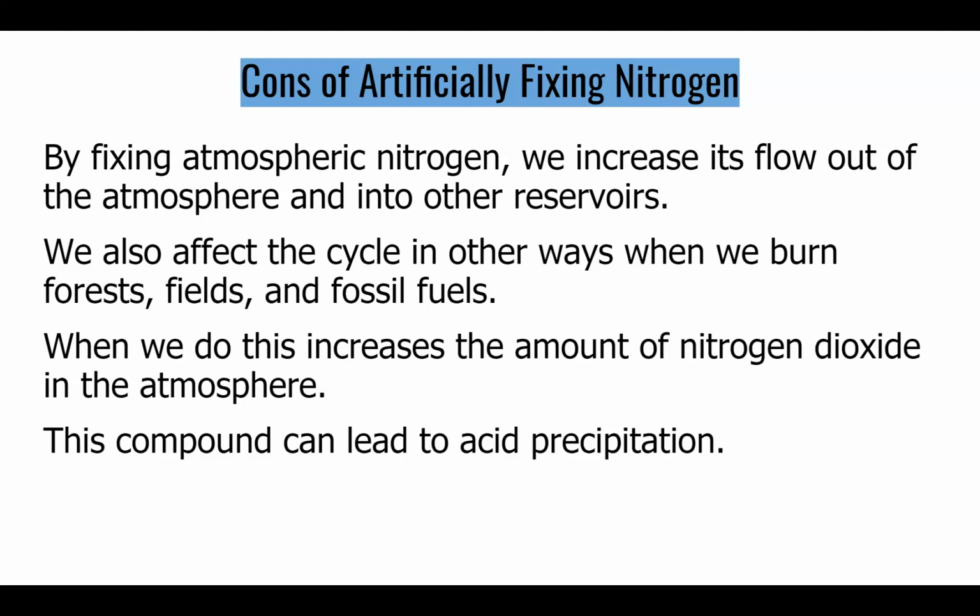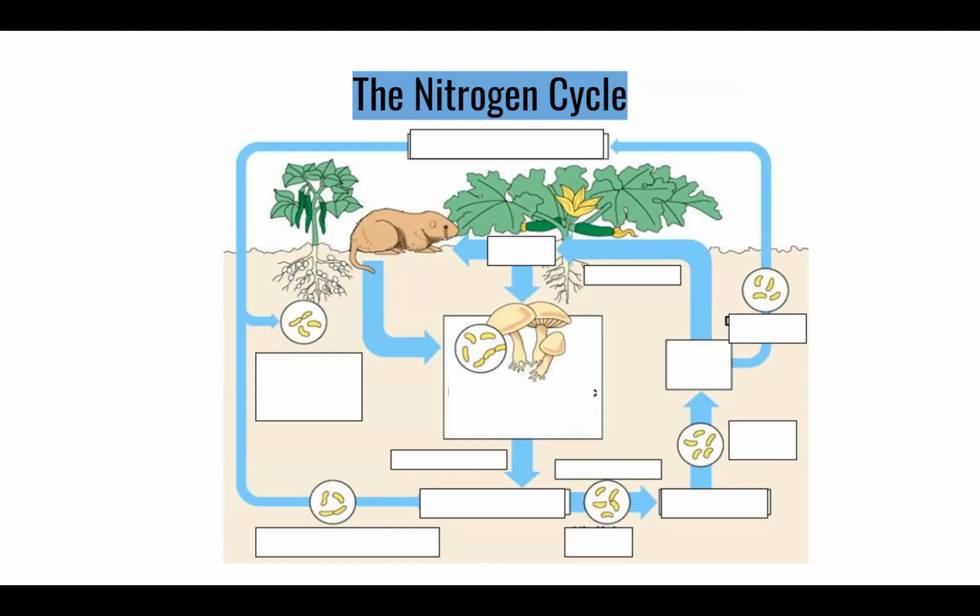We can also affect it in other ways when we burn forests, fields, and burn fossil fuels. Because if we take plants out of the earth, right, that means we are removing the way that nitrogen gets into the biosphere. And we increase the amount of nitrogen dioxide in the atmosphere, and this can lead to acid precipitation. So literally just this last line, that's all you need. That's your big con for all of this nitrogen fixation.